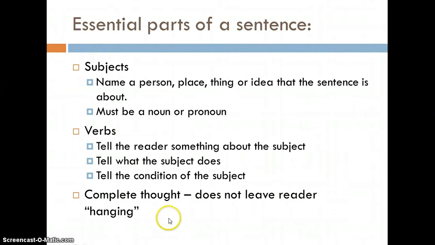In addition, in order to have a complete sentence, it must express a complete thought. So it doesn't leave the reader hanging. It doesn't leave the reader wanting more information. So we'll look at a few examples to see exactly what that means.